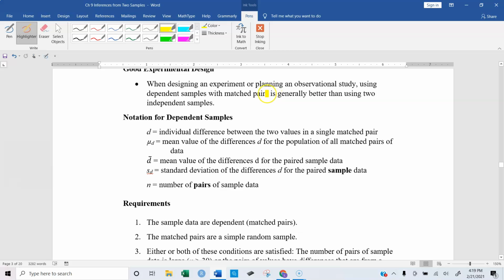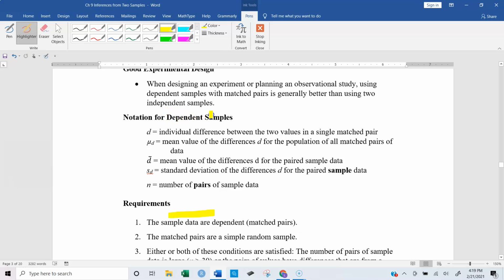Now, when you're designing this experiment, planning an observational study using dependent samples with matched pairs is generally better than using two independent samples. So what that's saying is making sure that you can do this all at the same time. It makes life a little simpler.